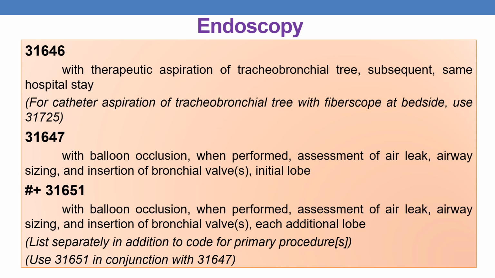The next CPT is 31647. It deals with bronchoscopy rigid or flexible with balloon occlusion when performed, assessment of air leak, airway sizing and insertion of bronchial valve, initial lobe. The next is an add-on code plus 31651 that must be coded for each additional lobe. And 31651 should be used in conjunction with 31647.